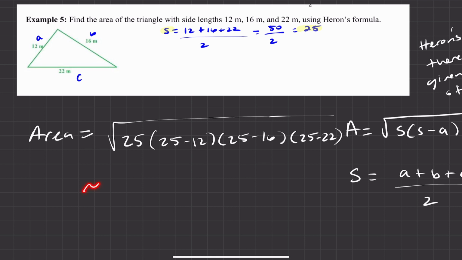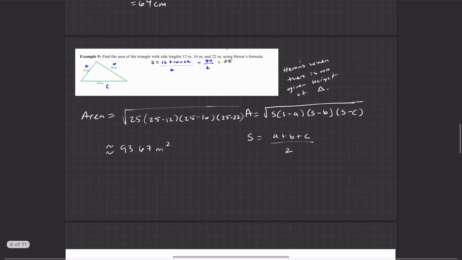So your answer is approximately 93.67 meters squared. Don't forget, you're trying to figure out the area. Put the correct unit. Put the correct unit.